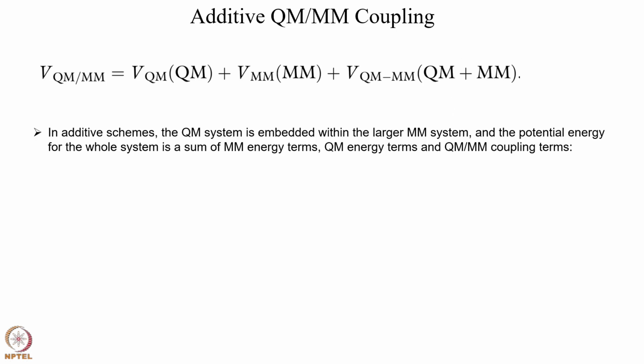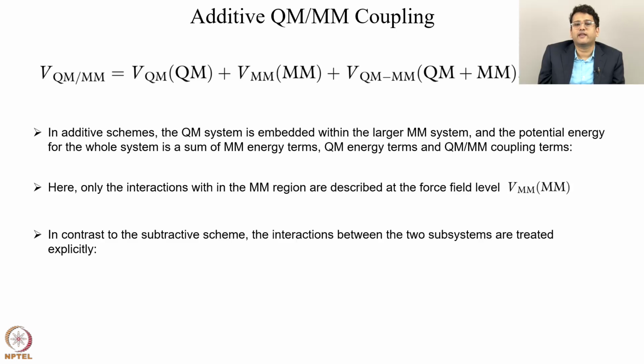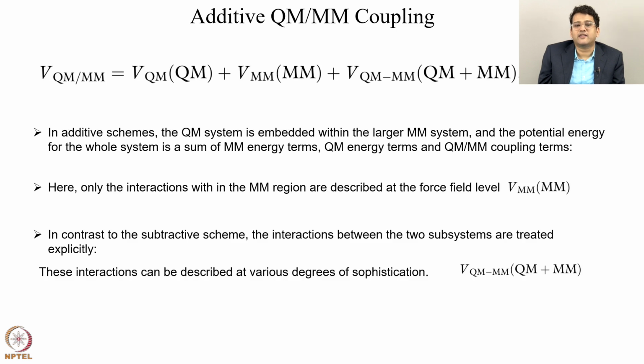In the additive scheme, the QM system is embedded within the large MM system, and the potential energy for the whole system is the sum of the MM energy, the QM energy and the QM/MM coupling term. Here only the interactions within the MM region are described at the force field level, and in contrast to the subtractive scheme, the interaction between the two subsystems is treated explicitly. In the subtractive scheme, they were never treated explicitly. So, we were calculating some kind of energy difference, and this interaction can be described at various degrees of sophistication.